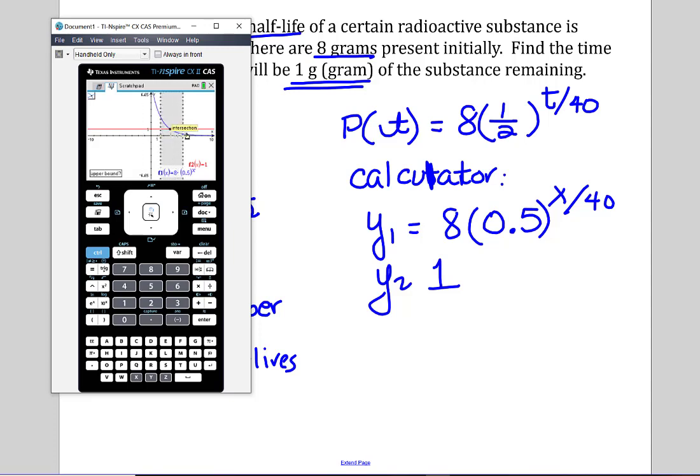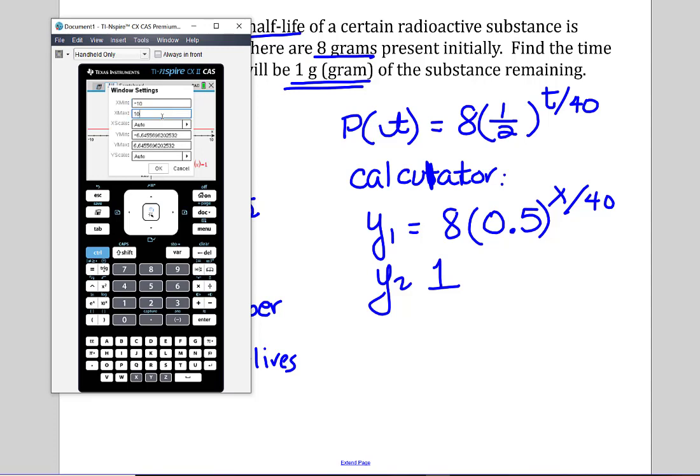So the intersection is going to come at, oh, that didn't work out right. Oh, I put my power wrong, didn't I? Back that bus up. Let's go back there. It's x divided by 40. X divided by 40. And y equals 1. So we want to go way out there.